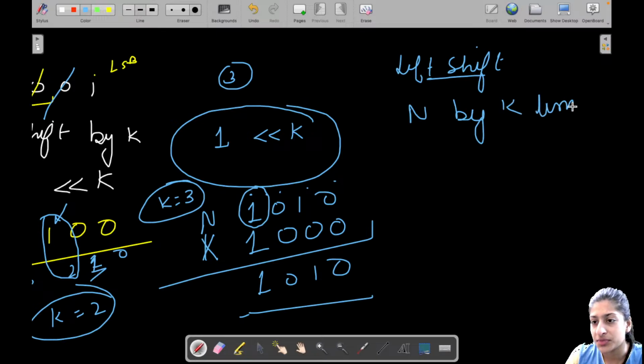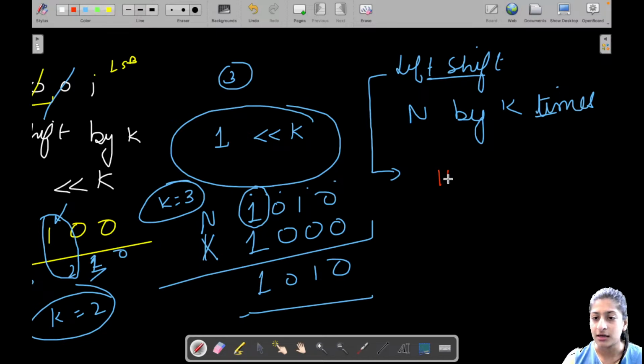So just don't mug it up by thinking that okay, I will remove the first k bits from the starting, that is the most significant bits, and I will shift each bit by k times to the left. You need to know what is actually happening in terms of decimal number.